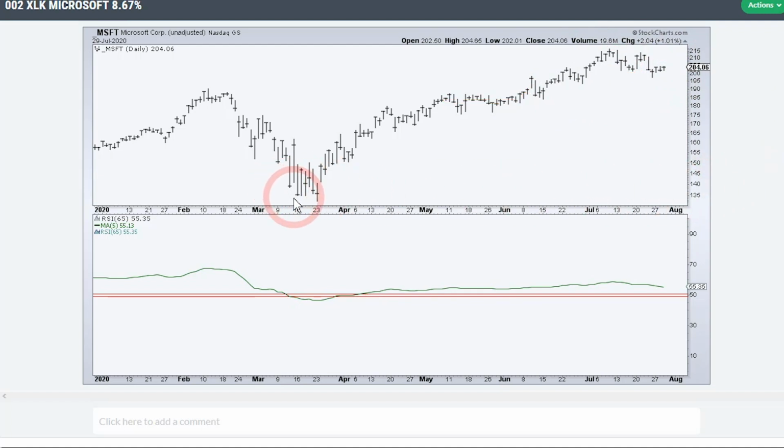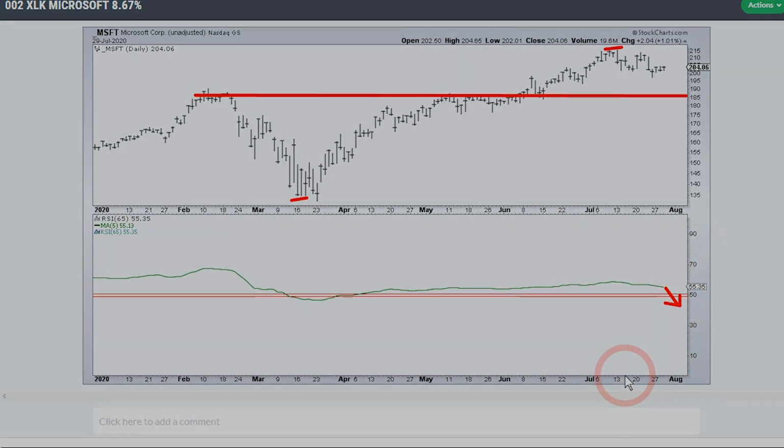But we have moved from 135 to 215 without much of a correction. And so a garden variety correction could return back to that 185 area. And as far as trend identification, this would not reverse unless we move below 49 there in the 5-day SMA of 65-day RSI.